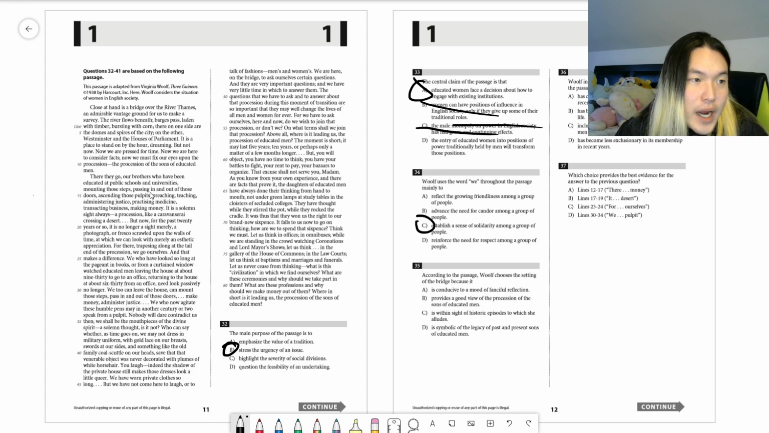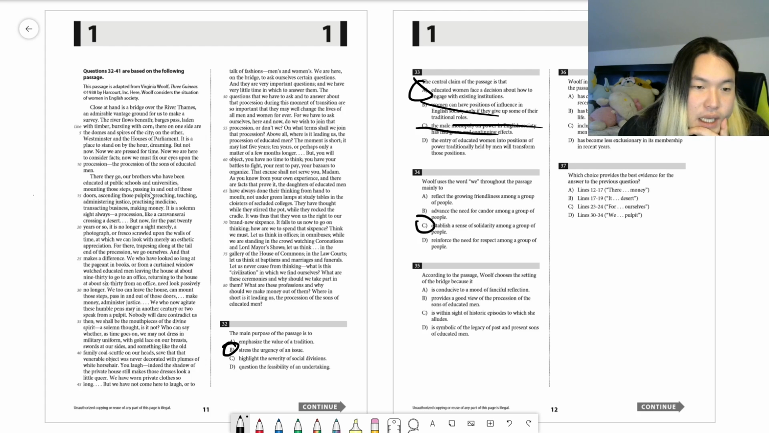Yeah, right here. Why are we there? It's an admirable vantage ground for us to make a survey. What are we looking at? "The river flows beneath, barges past, laden with timber, bursting with corn. There on one side are the domes and spires of the city, on the other Westminster and the Houses of Parliament. It is a place to stand on by the hour dreaming, but not now." So it is a good place for dreaming, but that's not what we're doing. "Now we are pressed for time. Now we are here to consider facts. We must fix our eyes upon the procession of the sons of educated men." So we're here at the bridge because it is an admirable vantage ground for the procession of the sons of educated men.